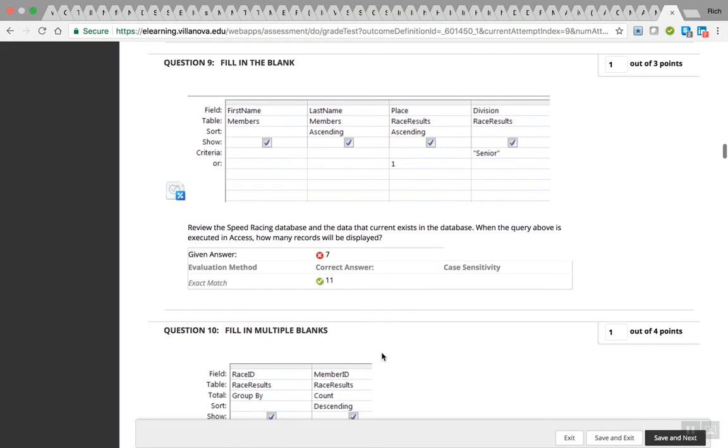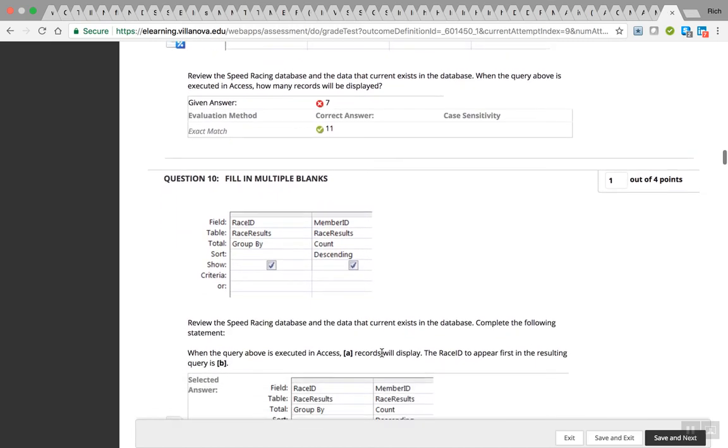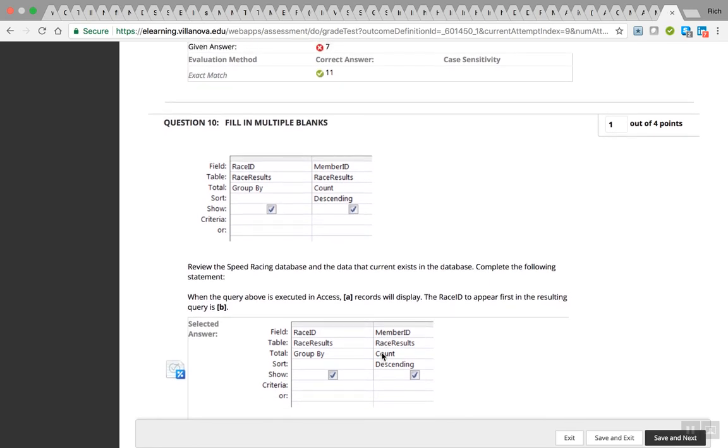Alrighty. And I'll do one more. All right, so this one goes against a singleton. So in this case, we're only going to look at the race results table. And what we're going to do is a group by and a count. So we're consolidating. We're going to figure out how many unique race IDs are in there. That's what the group by is going to give us.